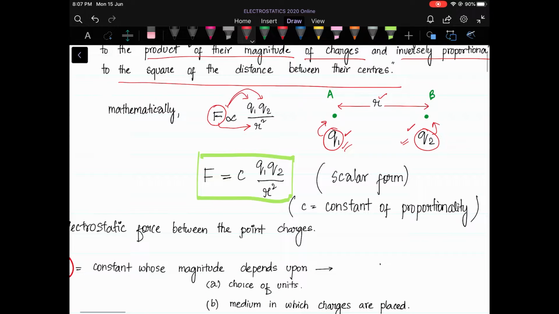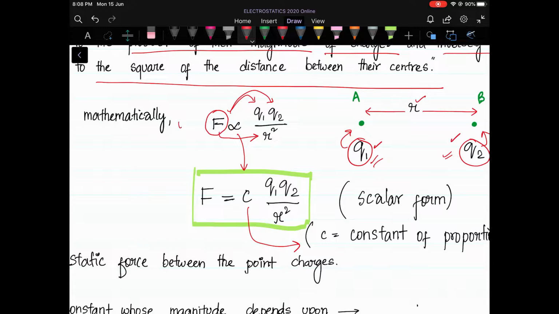Now, to remove this proportionality sign, we multiply by a constant which we call the constant of proportionality, C. Now some of your schools might be using K, but I am using C. That is not a problem. You can use K as well. But later you will see that there is a property called dielectric constant, for which we are using the symbol K. Hence for right now we have used the symbol C.